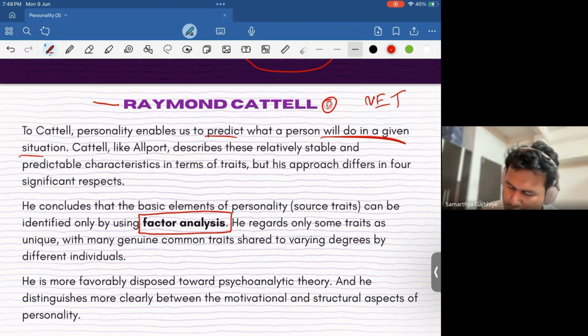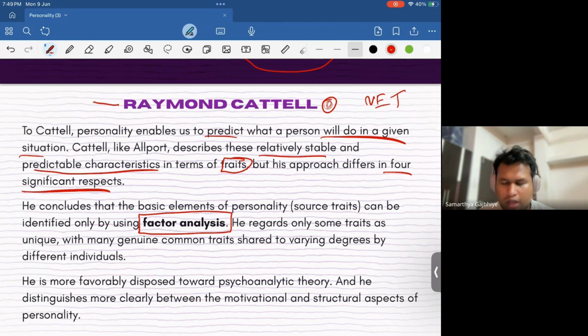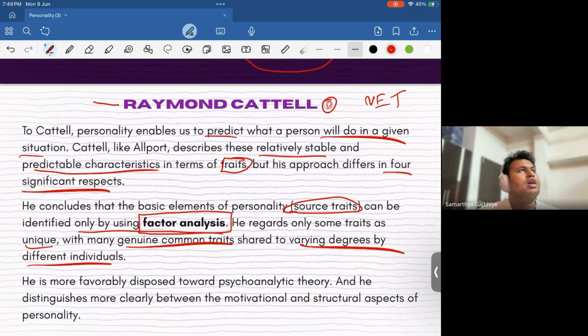Cattell, like Allport, described these relatively stable and predictable characteristics in terms of traits, but his approach differs in four significant respects. ठीक है? He concludes that the basic elements of personality, source traits, can be identified only by using factor analysis. He says some traits can, of course, be unique, with many genuine common traits shared to varying degrees by different individuals. Basically, what he's trying to say is that only by the method of factor analysis can we realize source traits of a person. Now, what are source traits?